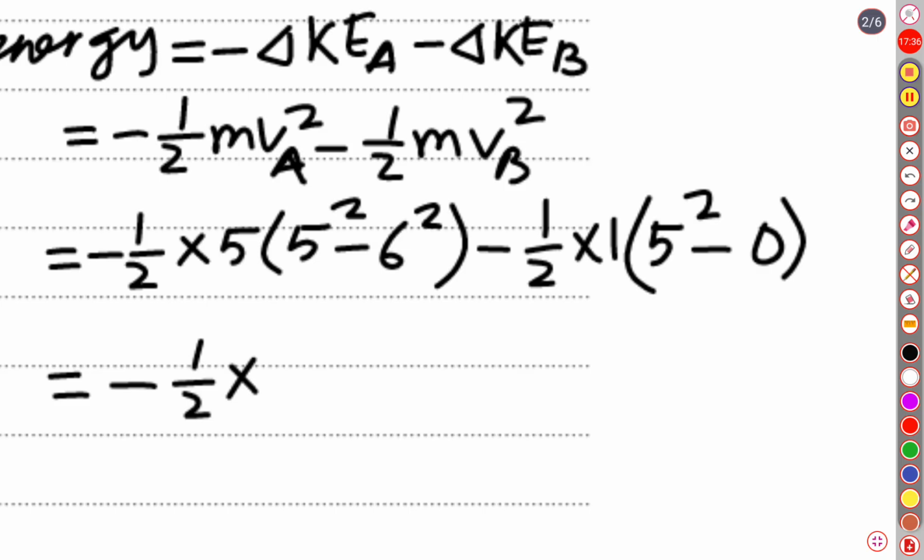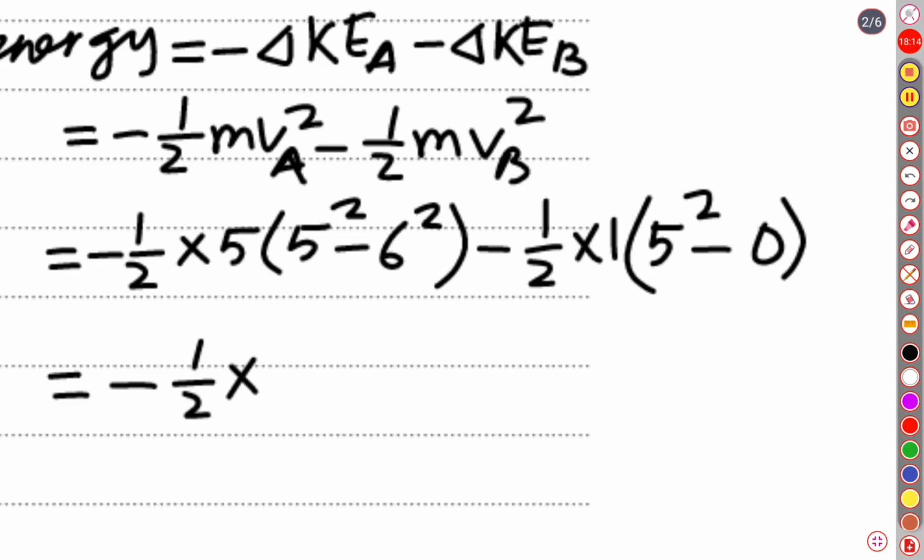Remember, here I want to clarify one concept: when we apply the change in kinetic energy formula, it is v square, the difference between the velocities, the velocity before the collision and the velocity after the collision. But the final velocity, the velocity after the collision, should be written at the beginning. So after the first collision, the final velocity was 5 square. That's why we have written 5 square here.